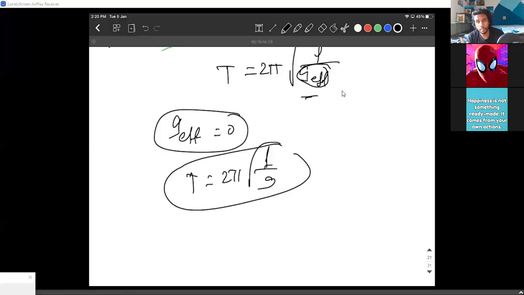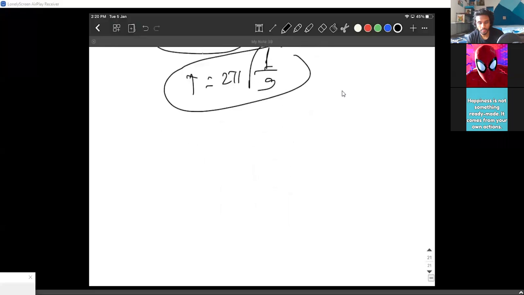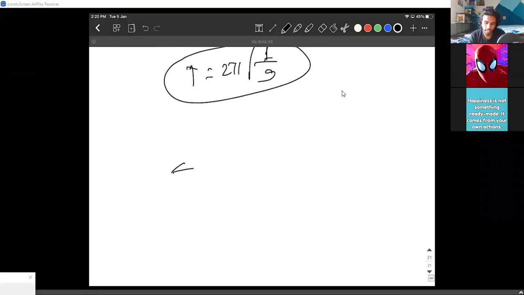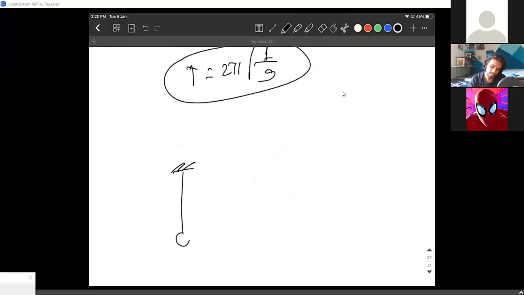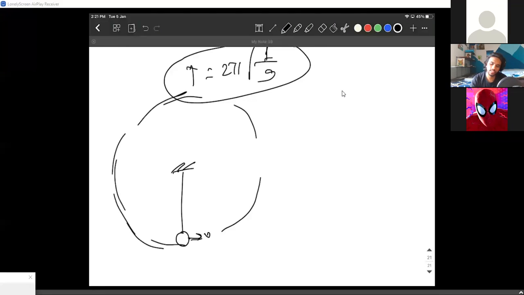How do you say that? It still has a time period. If you move it, if you disturb it, if you give it an impulse, it still has a time period. What is that? Sharath, any idea? No, sir. I'm thinking. If you give it a velocity, it will simply go in a circular motion since there is no gravity. Yes. So the circular motion will have a time period, right?